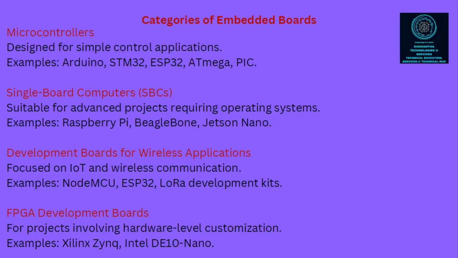Second category, single board computers, suitable for advanced projects that require an operating system. Examples are Raspberry Pi, BeagleBone, Jetson Nano. These are little higher-end embedded system boards where the programs are a little bigger and the number of applications or the requirement is more. At that time, we will go for the SBCs, that is, single board computers.